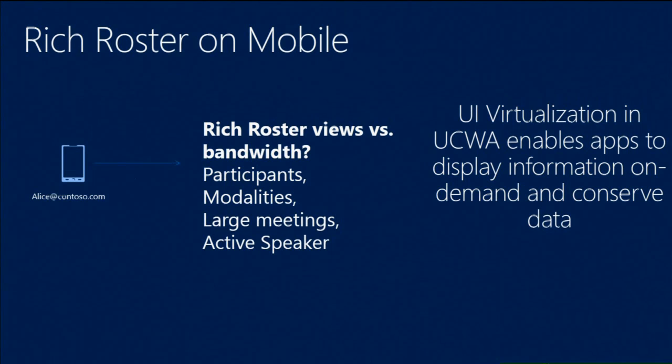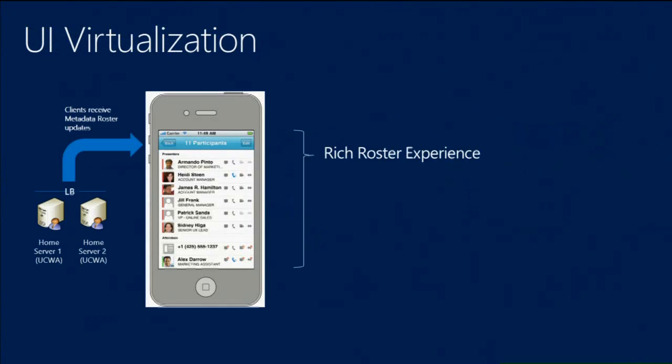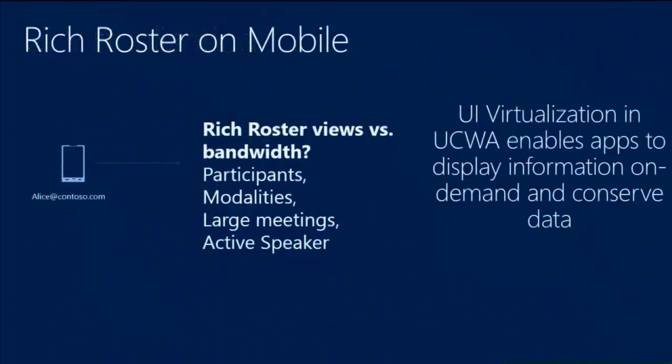So our rich roster is actually this thing, right? It's the overview of who's in my conference calls, who the people are that I'm talking to right now. So what have we done? We use this to show what kind of meetings you have, who's the active speaker, the modalities we're using, who's there, including pictures. So we've implemented something called UI virtualization.